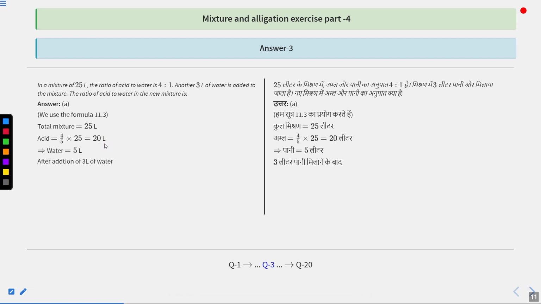We add another 3 liter of water, and what will the ratio become? So 5 liter is already available. When we add 3 liter it will become 8 liter, and acid is 20 liter. So 20 to 8, the ratio will become 5:2. That is the correct answer.